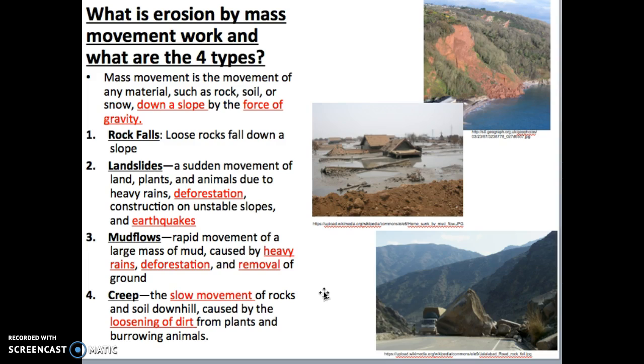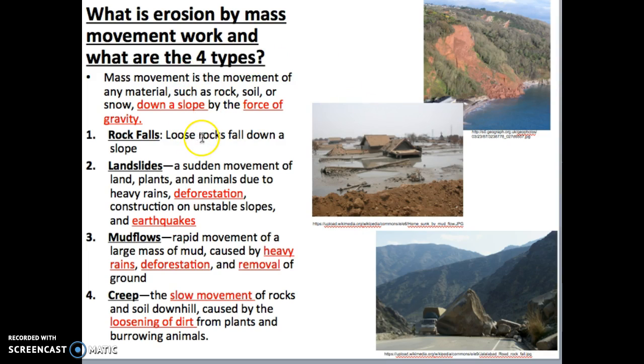We're going to talk about the last type of erosion, which is called mass movement. Basically, it's when a large amount of material, like rock or soil or snow, will move down a slope by the force of gravity. So here are some examples. There are four types of mass movement I want to highlight.